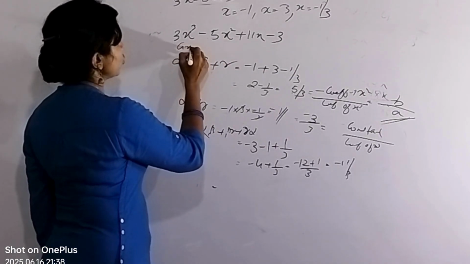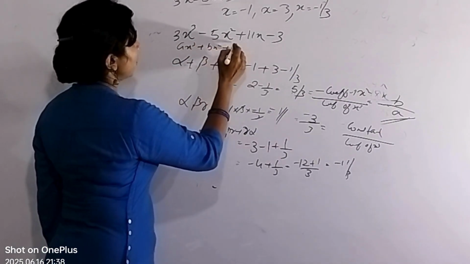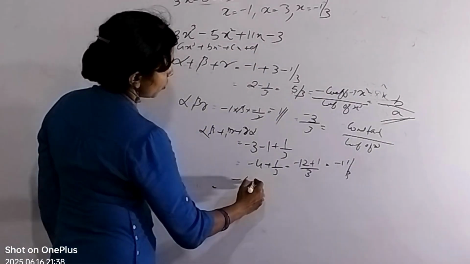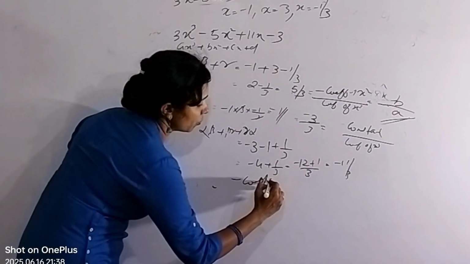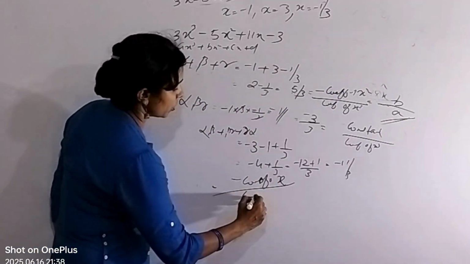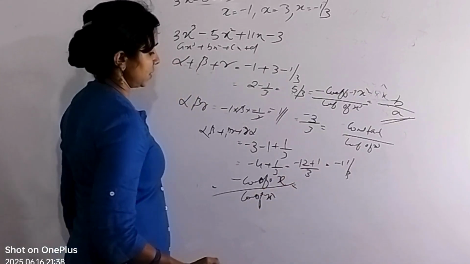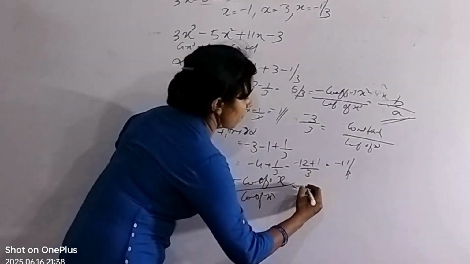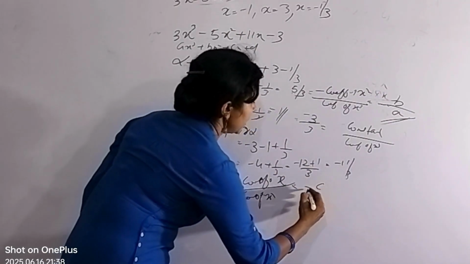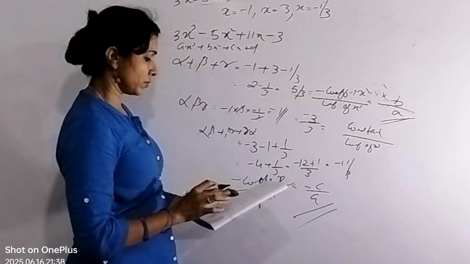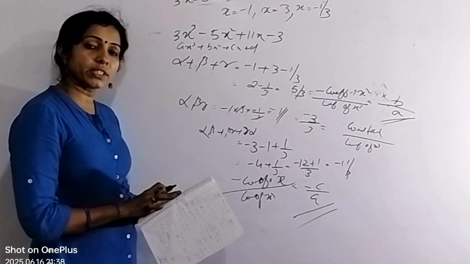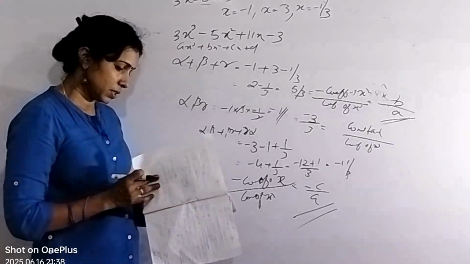How can we write it in terms of coefficients? This is a x cube plus b x square plus c x plus d. So here we can say it is the coefficient of x divided by the coefficient of x cube, that is c by a. Clear? Now I think you got the concept clear.